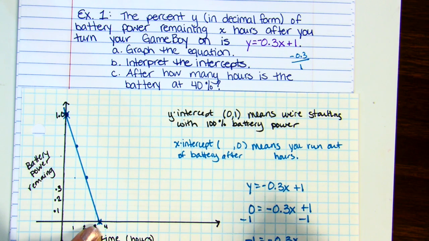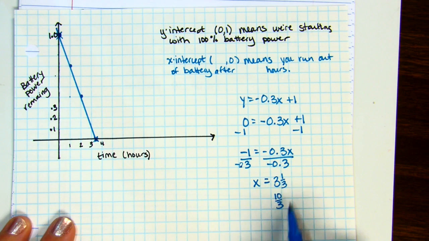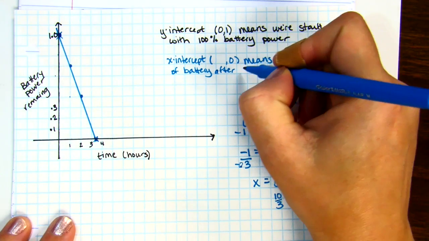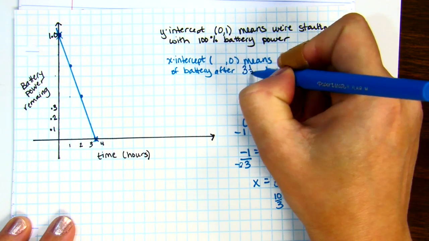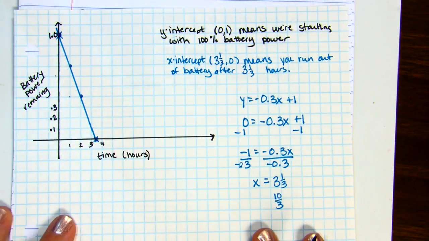Oops, I forgot my 0. And I will get that x equals, basically this works out to be 3 1/3 or 10/3. But 10/3 hours doesn't make any sense. I would need to leave it as 3 1/3. So we run out of battery after 3 1/3 hours. My intercept is 3 1/3.